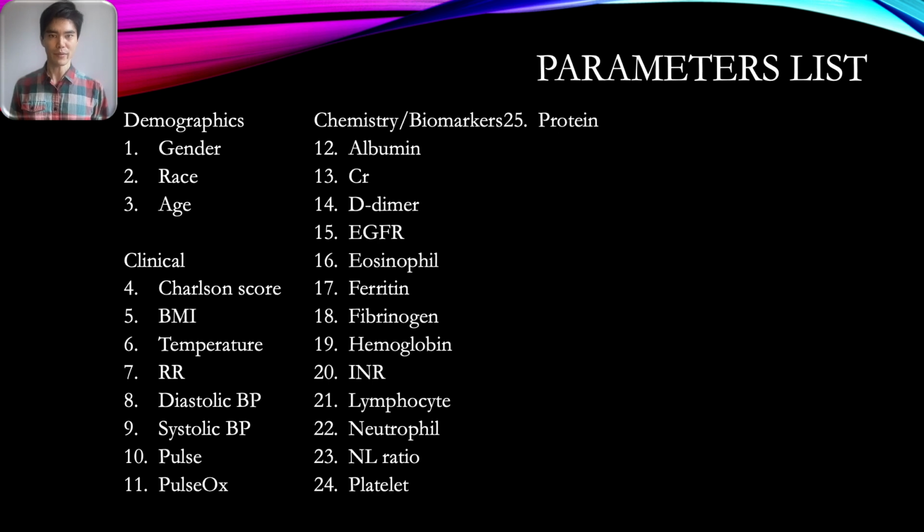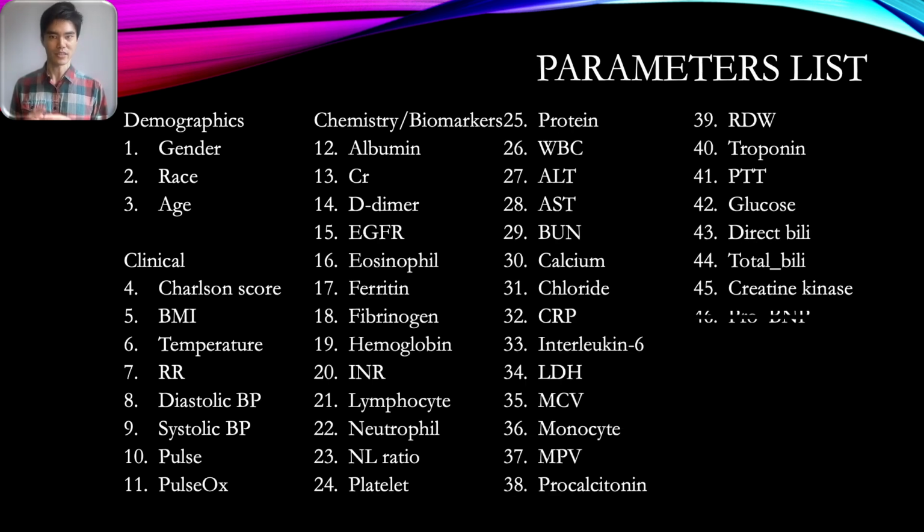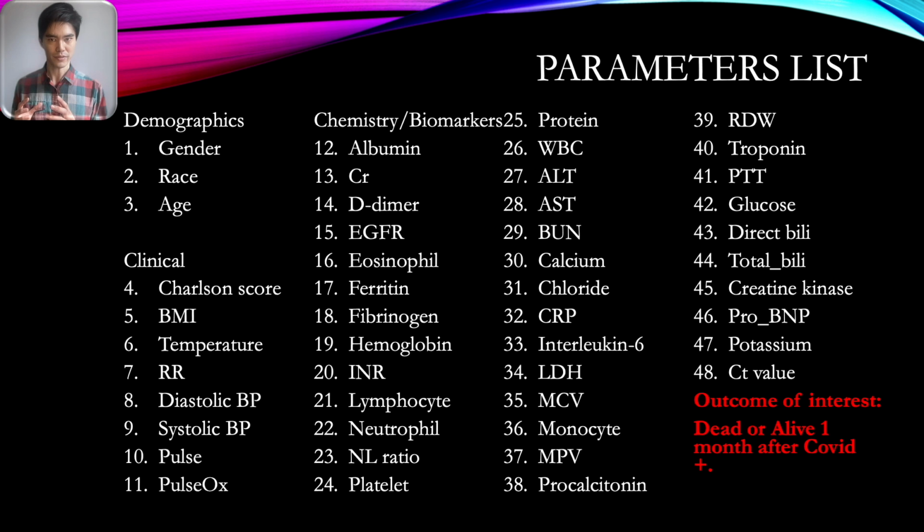And these are all the parameters that we used. We collected demographic data, clinical data, chemical and biomarkers, and this all added up to 48 variables. And then the outcome of interest is death. We labeled it as 1 and alive as 0. So the last column of the spreadsheet is dead or alive. If it's 1, that means that the patient passed away.